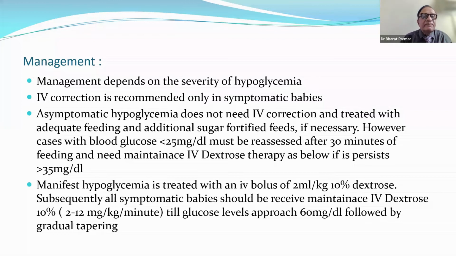Manifest hypoglycemia is treated with IV bolus of 2 ml per kg of 10% dextrose. Subsequently, all symptomatic babies should receive maintenance IV dextrose 10% at 2 to 12 milligram per kg per minute till the glucose level approaches 60 milligram per dl, followed by gradual tapering.